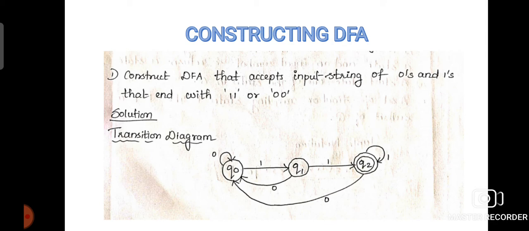When we imagine the string, in any case the string is ending with 1 1, like 0 0 1 1 or 1 1 1. So we can have the self loop on Q2 with 1, and Q2 has to get one more arc with 0. So we can connect Q2 to Q0 with the label 0.